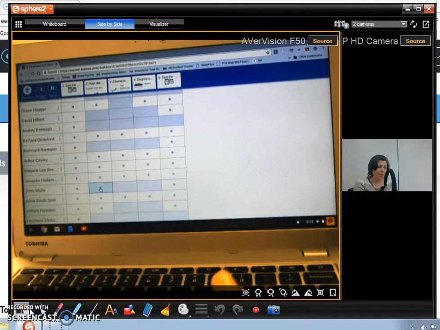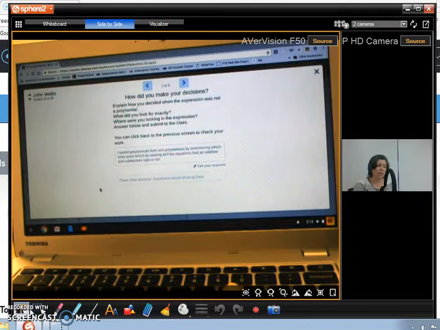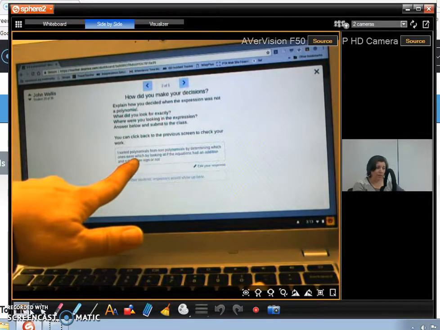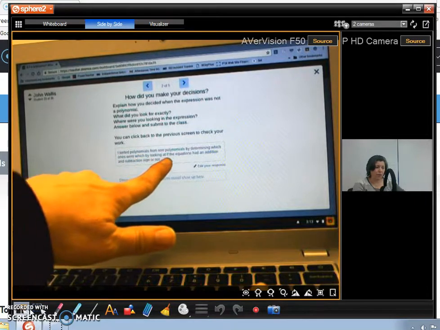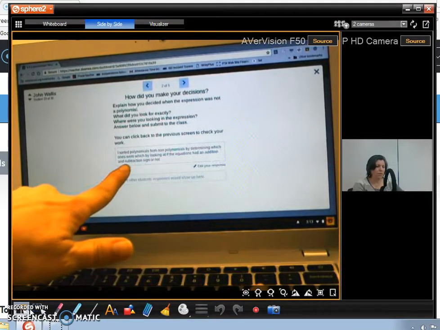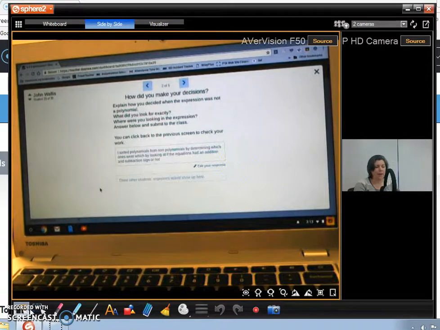And then I asked them to explain how they decided so I can get a better insight. "Determining which ones were which by looking at the equations had an addition or subtraction sign or not." Okay, so clearly the student didn't understand about the powers helping them understand which is a polynomial and which is not. Now, Desmos doesn't prompt kids to ask or explain. I just did that myself.